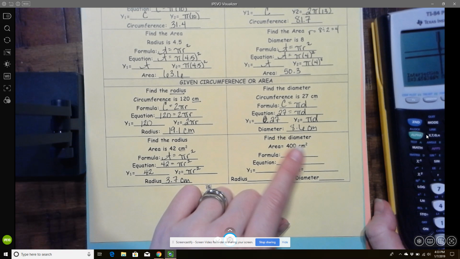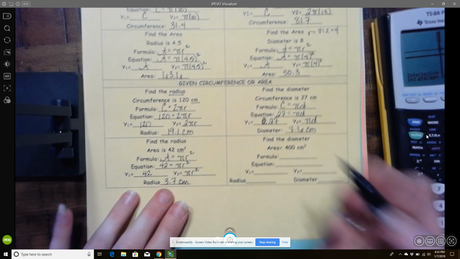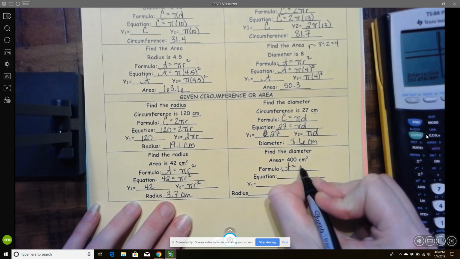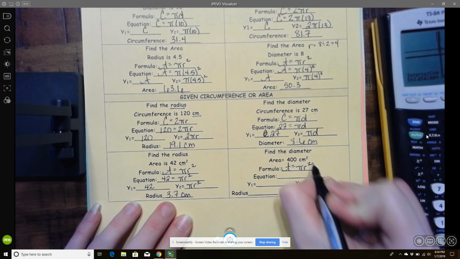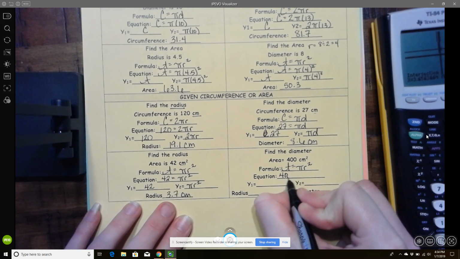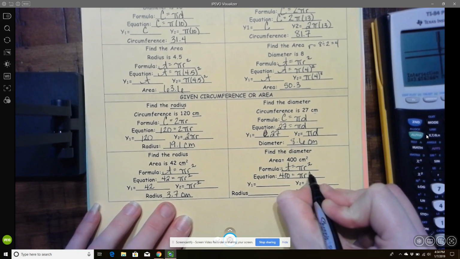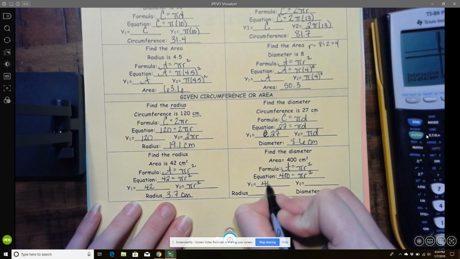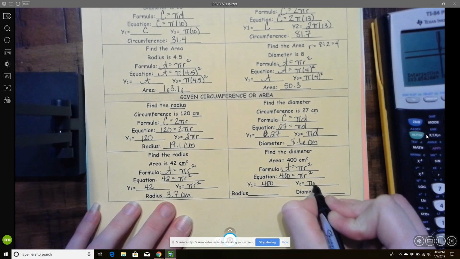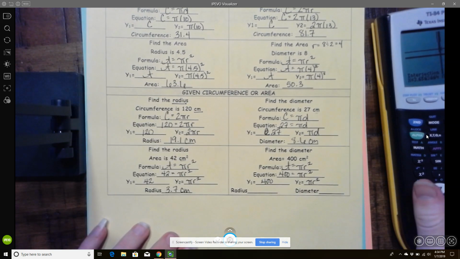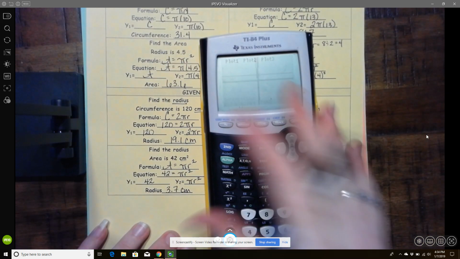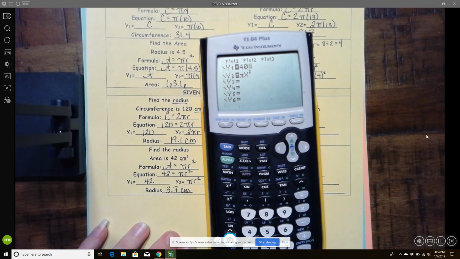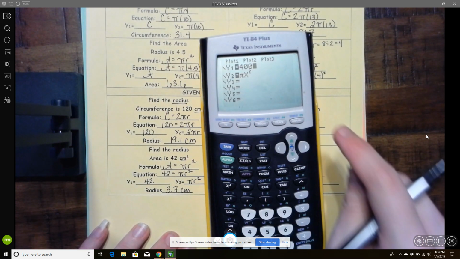All right, one last time here. Now we're going to find the diameter. But again, our formula for area is only pi r squared. So my area is 400. So y1 would be 400. Pi r squared would be y2. So here is going to be 400. I can leave this the same.